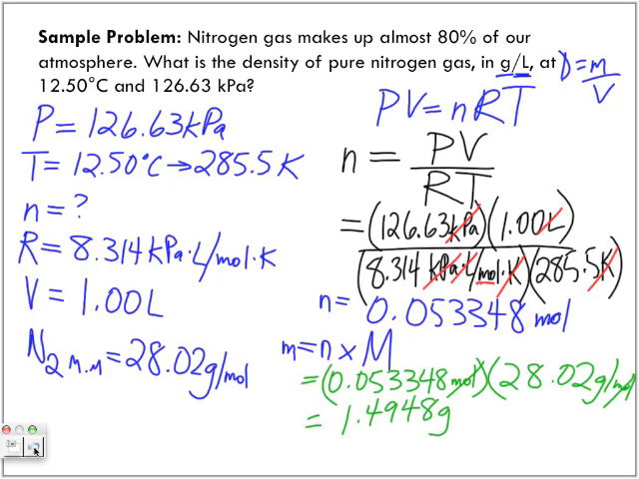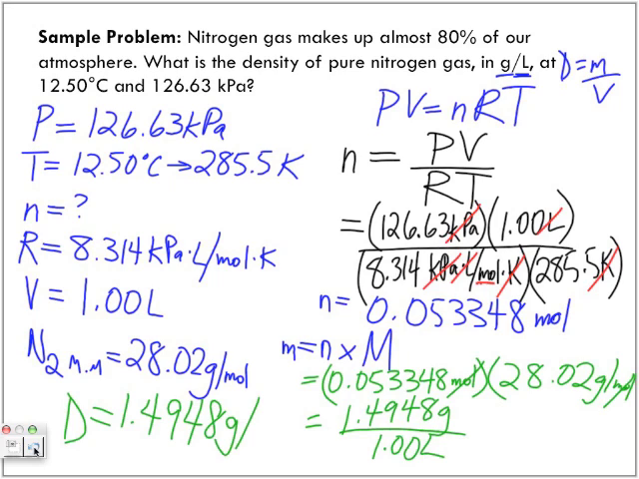Right, so we've got our mass, but now question asks the density. But what was the volume that we're referring to? 1. Right, so anything divided by 1 is 1. So let's just throw that in here. So we're going to divide this mass by the volume of 1 liter, and we know that the density is going to equal 1.4948 grams per liter. Least number of significant digits in my question is 3. Right, ignore that. We don't need to worry about that.